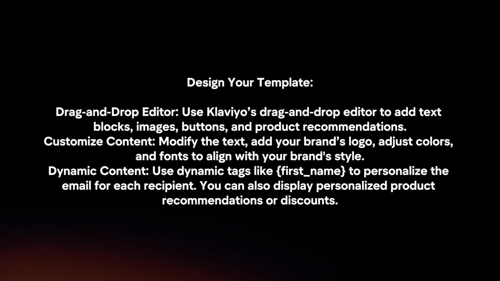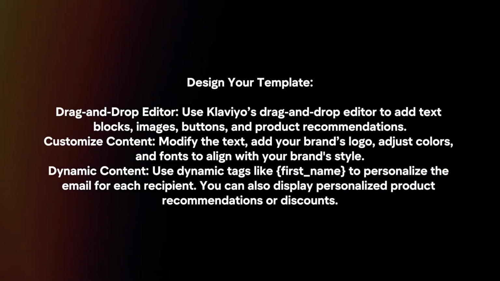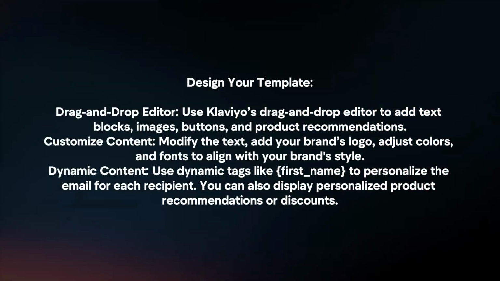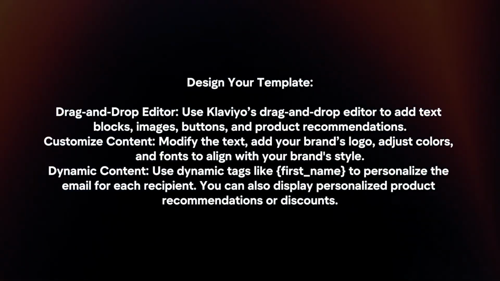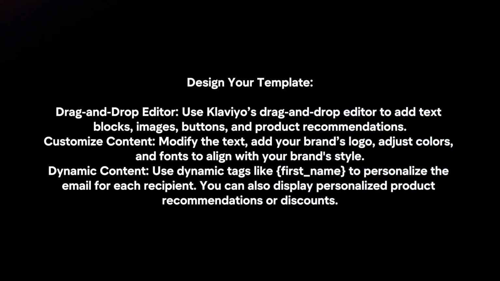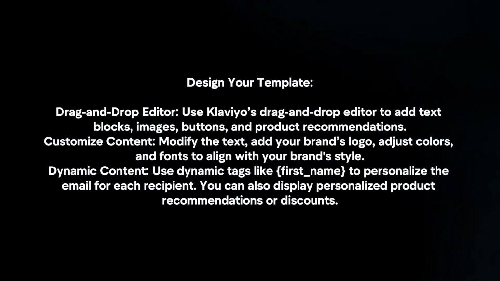Design your template. Drag and drop editor. Use Klaviyo's drag and drop editor to add text blocks, images, buttons, and product recommendations. Customize content. Modify the text, add your brand's logo, adjust colors and fonts to align with your brand style.